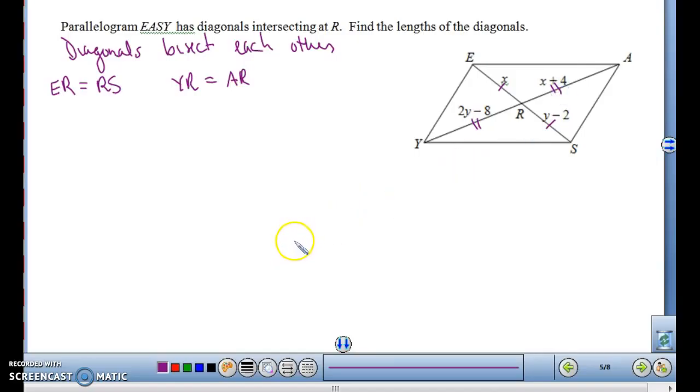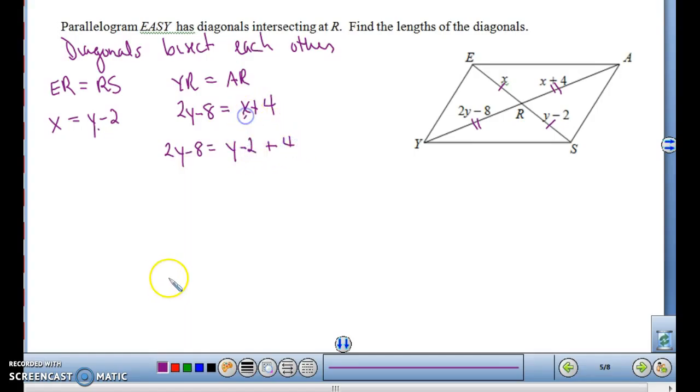Now, setting up our equation for each one, ER is X, and RS is Y minus 2. YR is 2Y minus 8, and AR is X plus 4. Okay, now since this is two variables, we need two equations. This is already solved for X, so why don't we substitute this in over here? 2Y minus 8 is equal to Y minus 2 plus 4. I just plugged in for X right there.